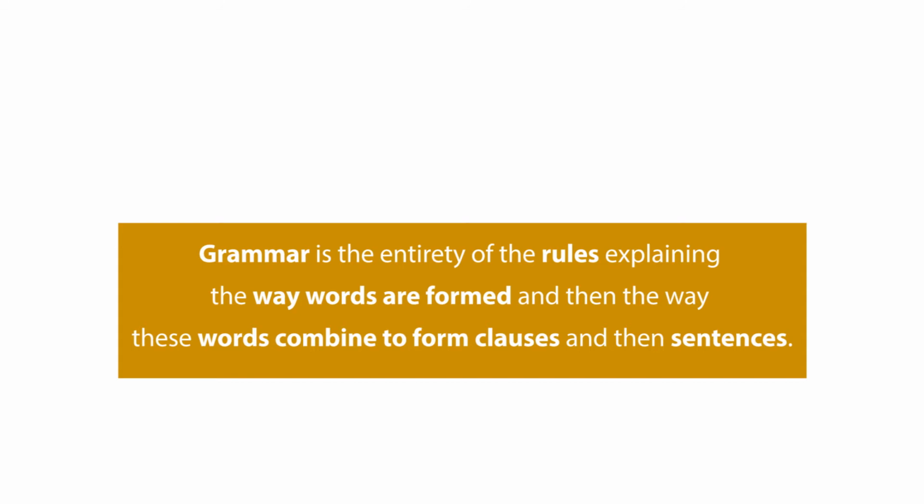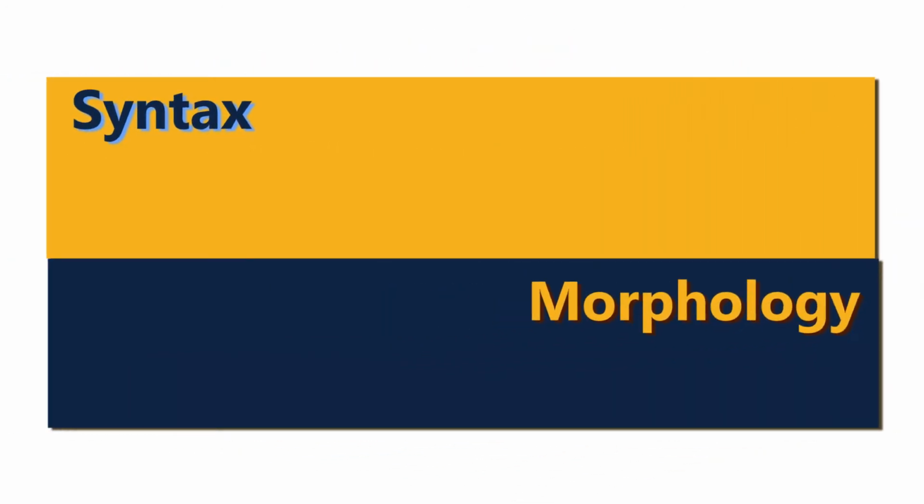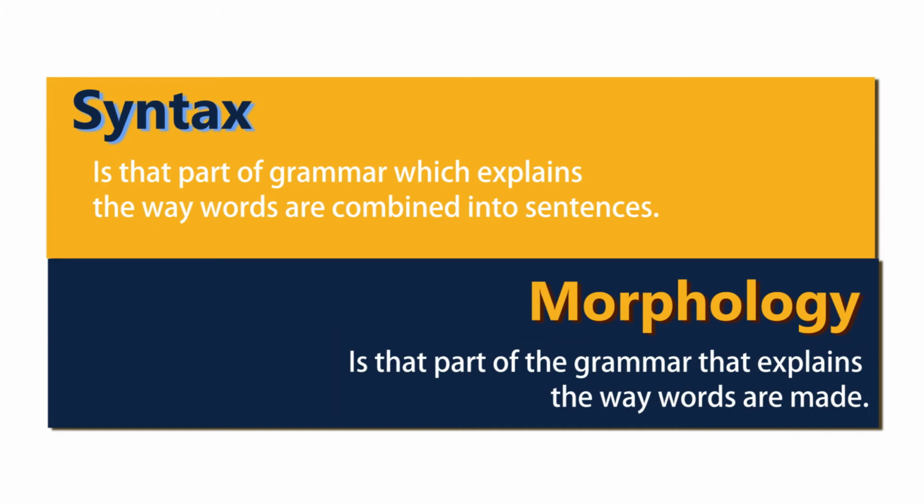So I said grammar is syntax plus morphology. But what about syntax versus morphology? While syntax is that part of grammar which explains the way words are combined into sentences, morphology is that part of the grammar that explains the way words are made.